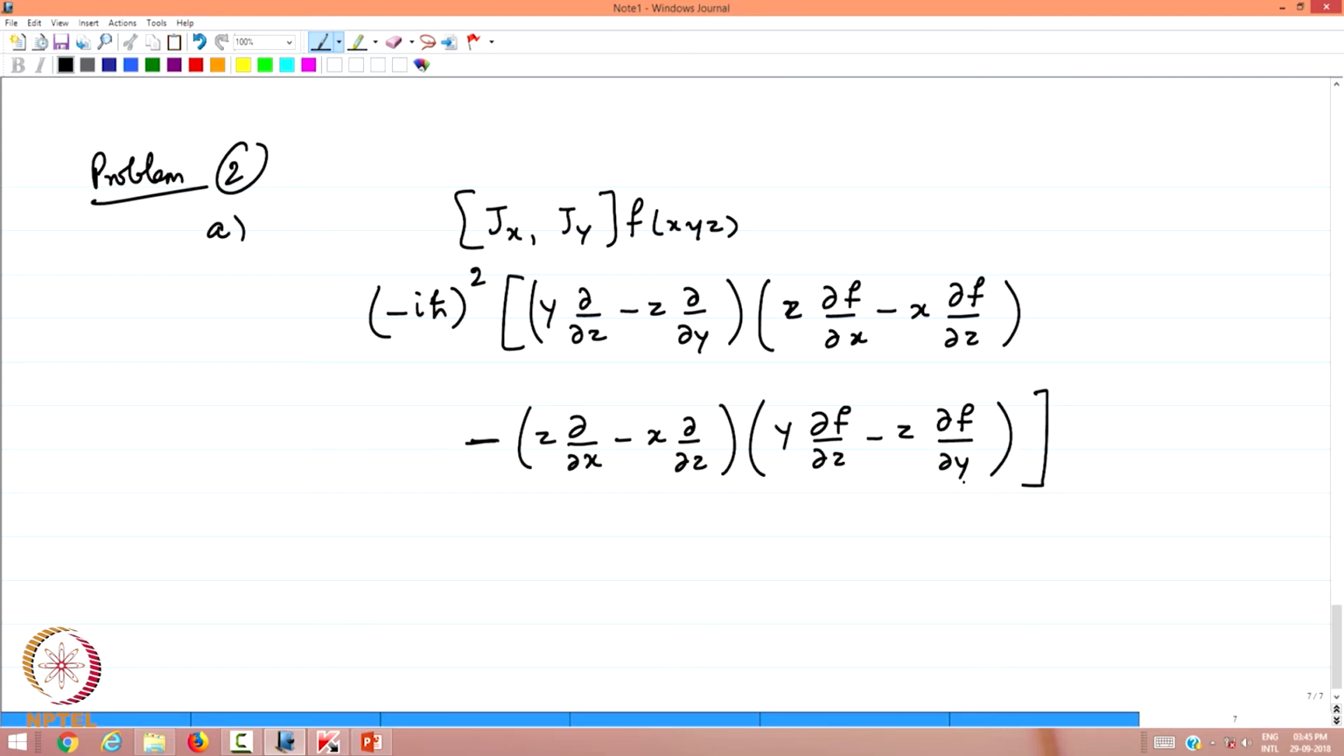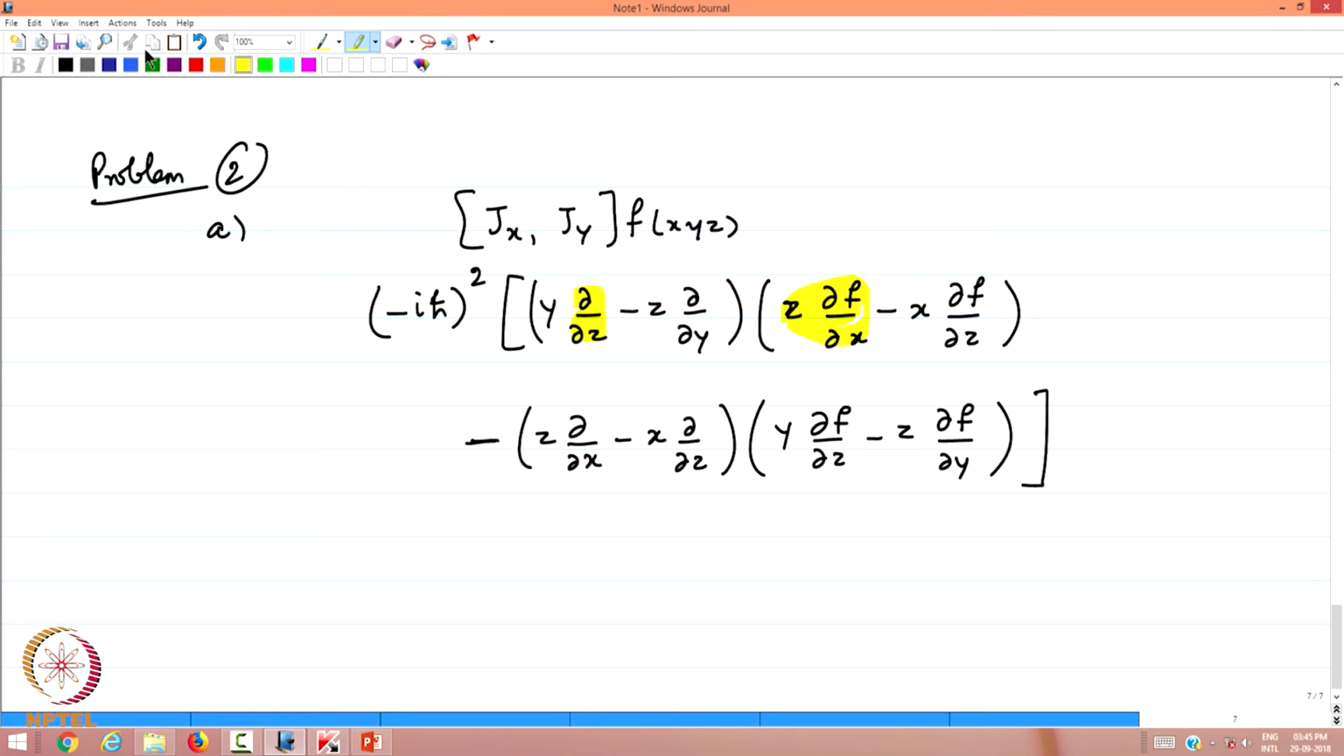This is what you have to do, and you can see that the derivative ∂/∂z acting on this gives you a product of functions here, because f is a function of x, y, z. Therefore, this derivative will also contain x, y, z, and there is also a z.